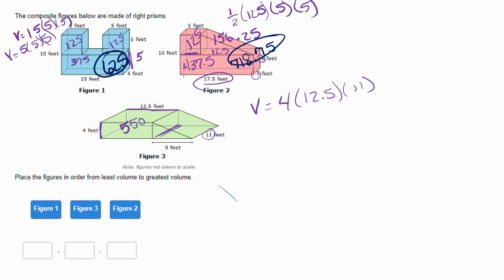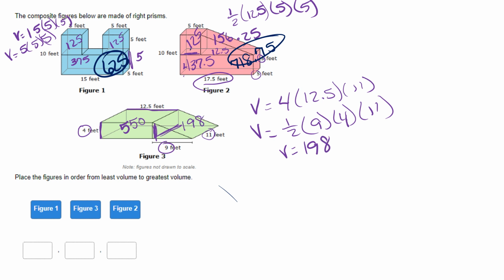And then we're going to look at the triangular prism. So 1/2 times the 3 lengths, 9 times 4 right here, times 11. So 9 times 4 times 11. Make sure you multiply that 1/2 also. And we do get 198 for that. So when I add those together, I do get 748.